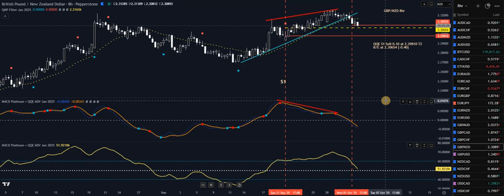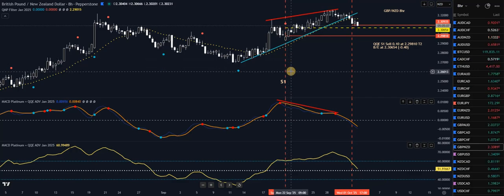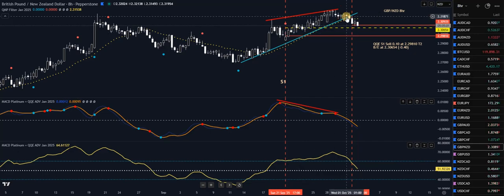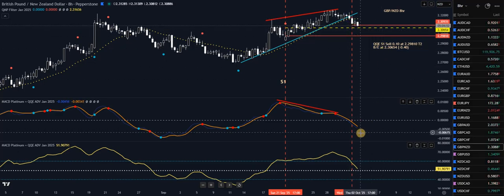Pound New Zealand, one sell here, and that was a QQE S1 above the 60 level, and took a second sell a little bit late to entry on that trend line break. There's my break even there, that yellow dashed line. MACD platinum's below the 0 level, but the QQE is still not at the 50 level.